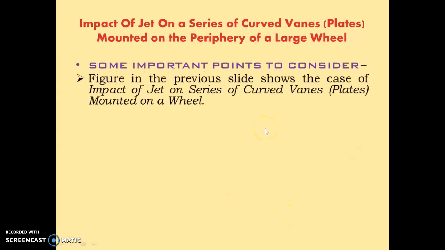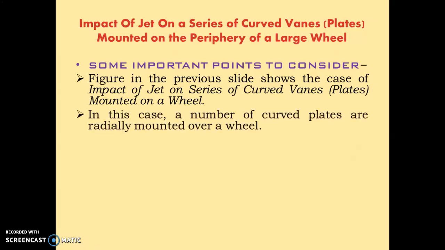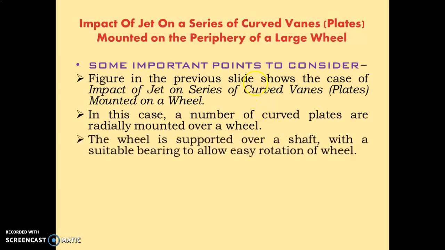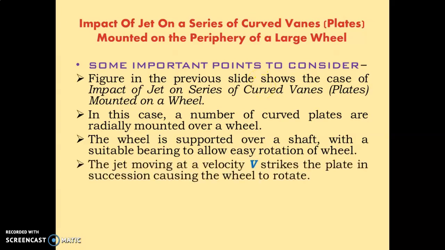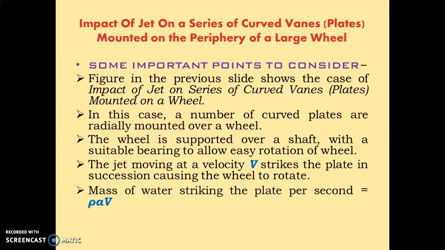These are the same points as in the example of series of flat plates. A number of curved plates are radially mounted over the periphery of the wheel. The wheel is supported over a shaft with a suitable bearing to allow easy rotation. The jet moving at a velocity v strikes the plates in succession, causing the wheel to rotate, and because of that, mass of water striking the plate per second is rho a into v. These points are the same as that of the series of flat plates, so here the similarity is there.